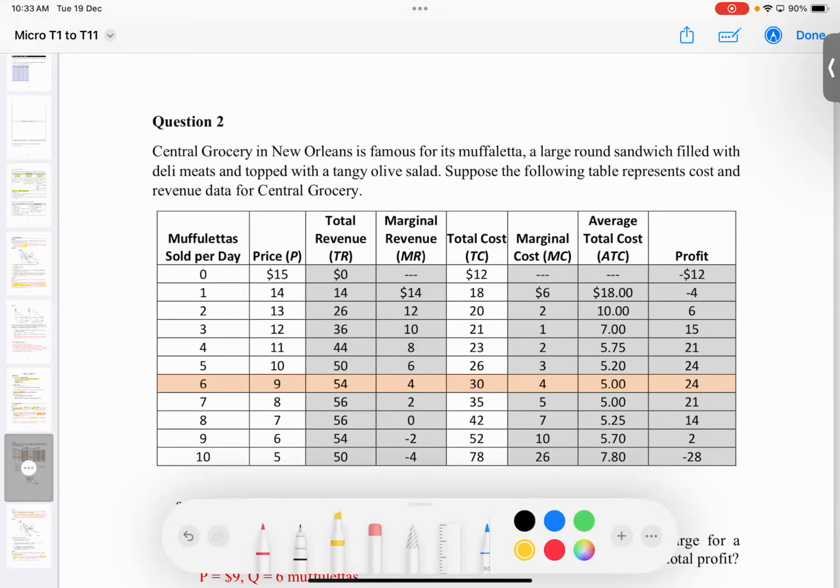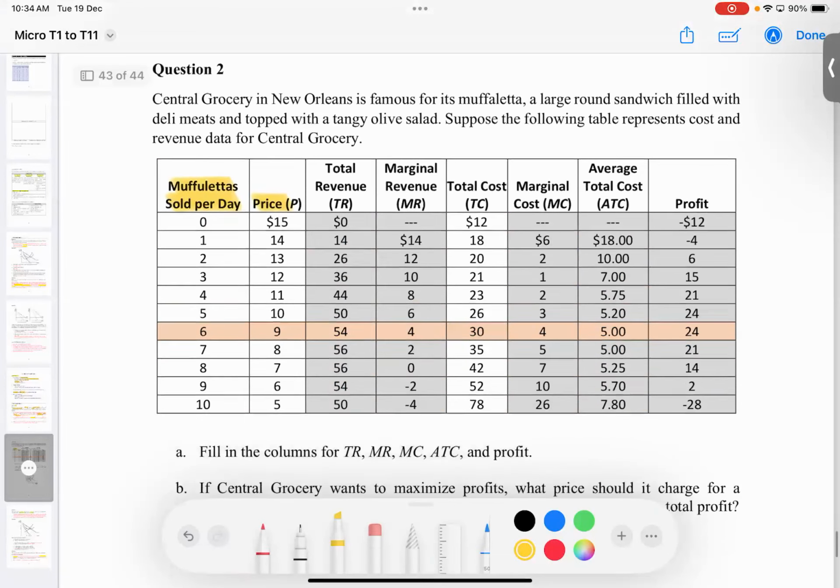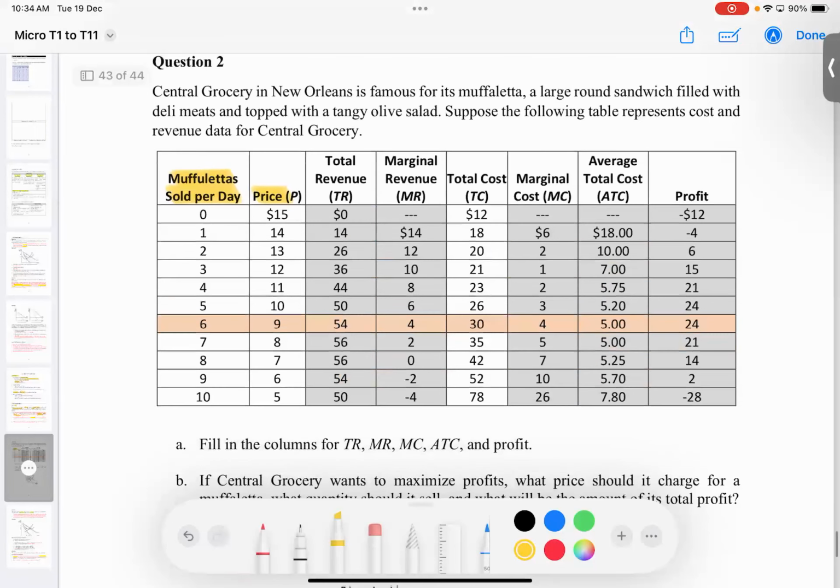Central Grocery in New Orleans is famous for its muffuletta, a large round sandwich filled with deli meats and topped with a tangy olive salad. Suppose the following table represents cost and revenue data for the company itself. This is the item that is sold per day, and that's the price. That's the information being given to you, and they give you total cost as well. So you have to calculate the rest.